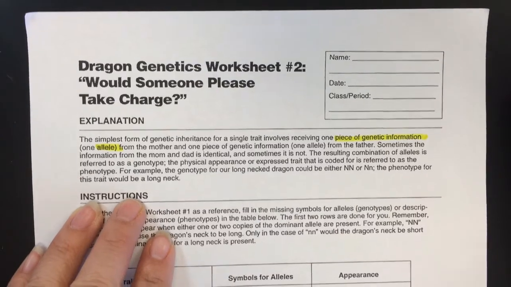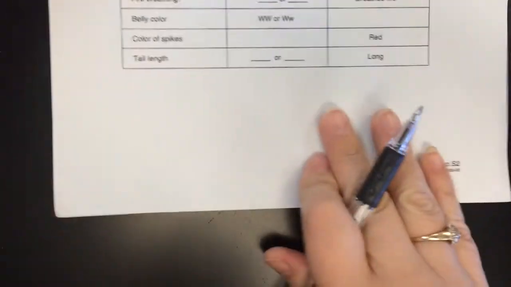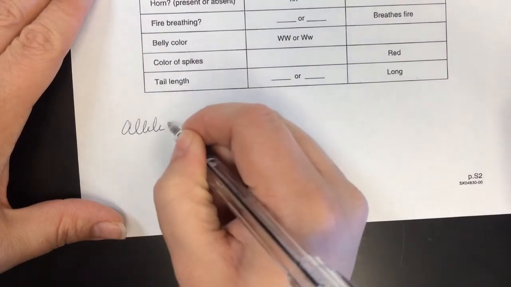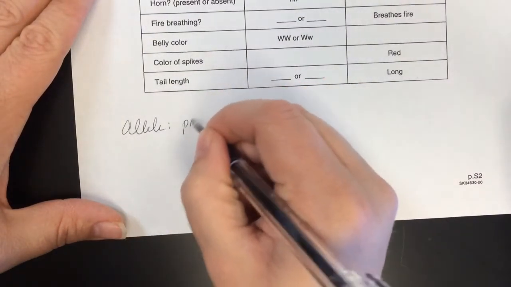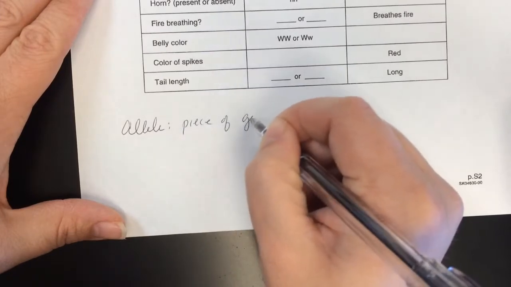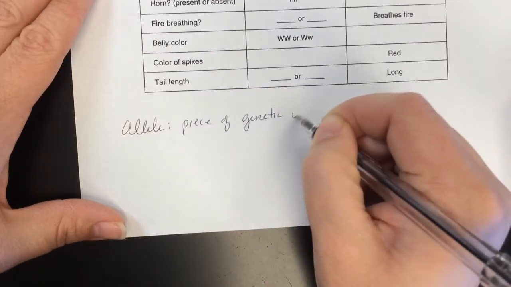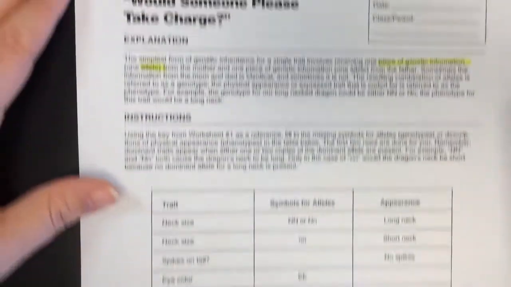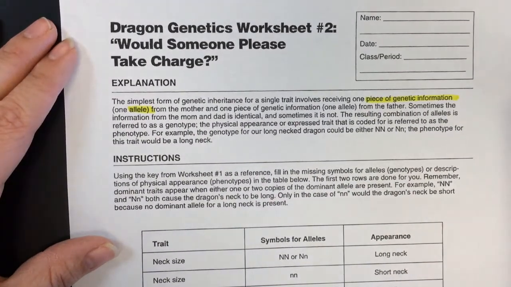You might want to go on the bottom of this page before you start working on it here and put down that definition. So allele is a piece of genetic information. We come back up here.